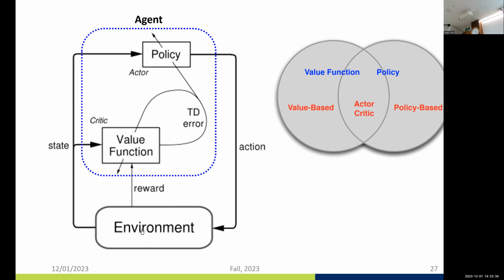Now we introduce a value function. So this reward will go to the value function, then generate the TD error. The TD error will itself update the value function, and the TD error will also go to the policy to update the policy. So in this case, the TD error from the value function will actually affect the policy.